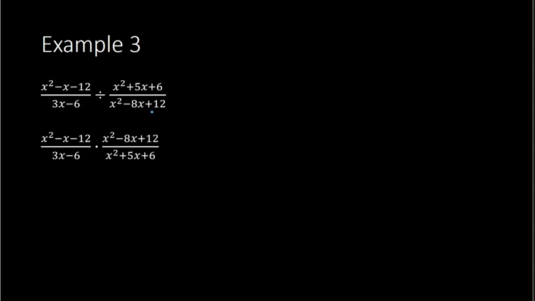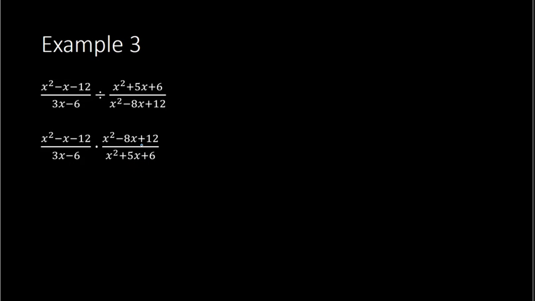A couple more examples. Example 3, we have this expression. So we have x squared minus x minus 12 over 3x minus 6 divided by x squared plus 5x plus 6 over x squared minus 8x plus 12. So the first thing I want to do is think of this division as multiplying by the reciprocal. So I can write this as multiply by x squared minus 8x plus 12 over x squared plus 5x plus 6.